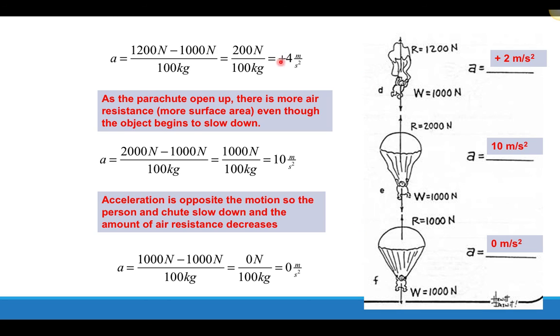And again, this is written as +4, but this really should be 2, right? 200 over 100 is 2.